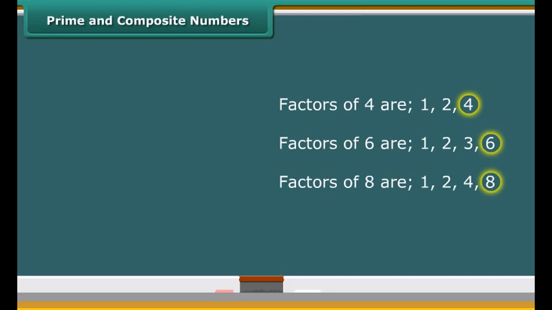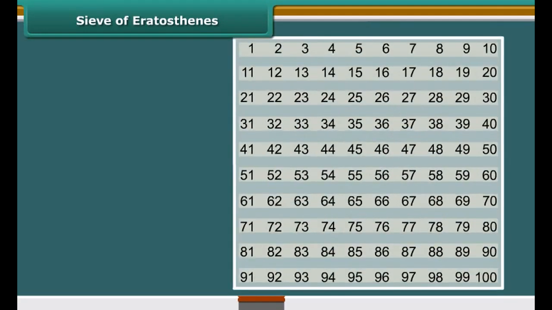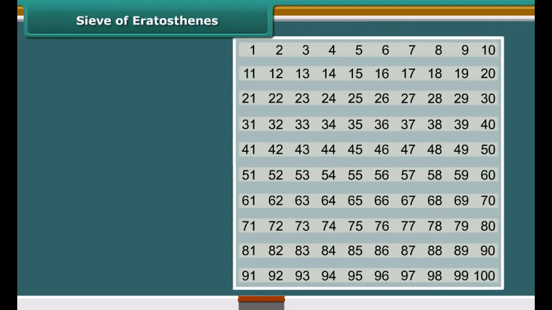2 is the smallest prime number. It is also the only even prime number. All other prime numbers are odd. Let us find all the prime numbers from 1 to 100 using a method given by a Greek mathematician called Eratosthenes. List all numbers from 1 to 100. Cross out 1 as it is not a prime number. Encircle 2. Cross out all the multiples of 2 other than 2 itself.